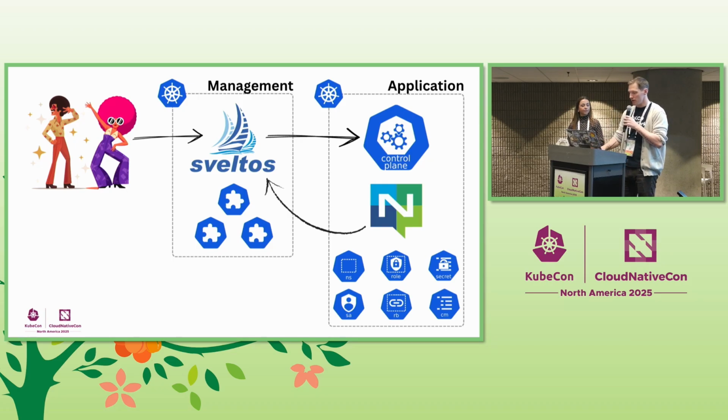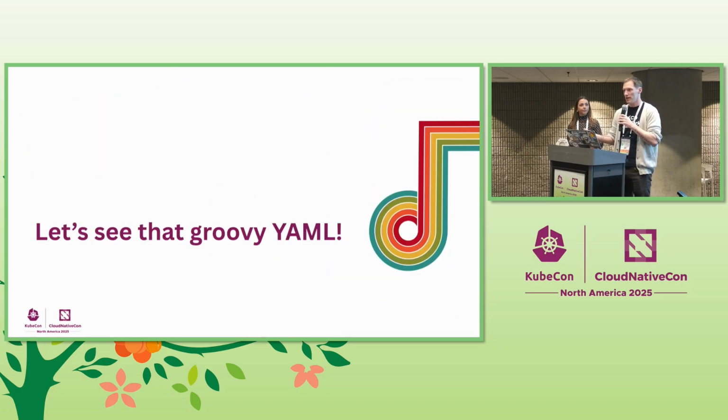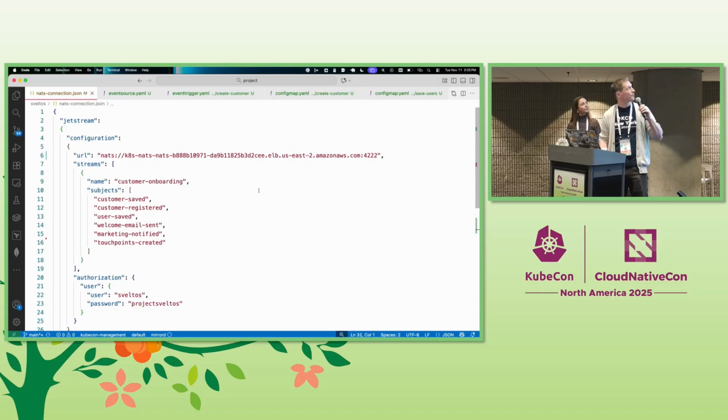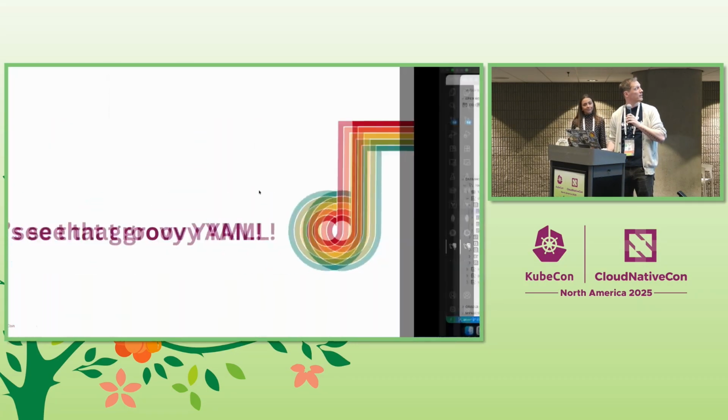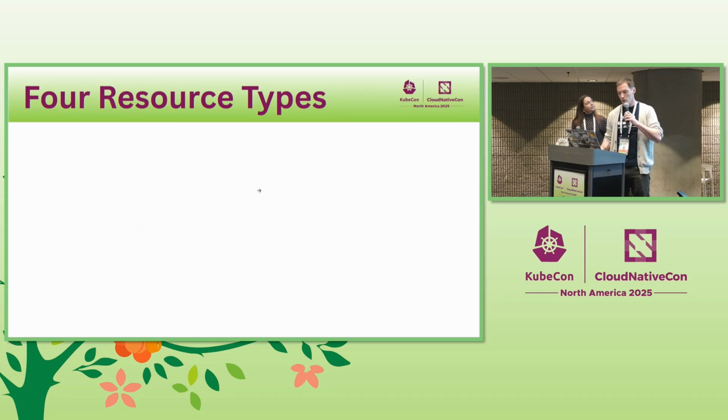So now for everyone's favorite part, the reason we're all here, let's see that groovy YAML. So let's see, we're over here now. Cool. All right. Oh, wait a minute. I skipped a slide. Let me go back. There we go. We're going to look at 4 resource types before we actually get to looking at the YAML.